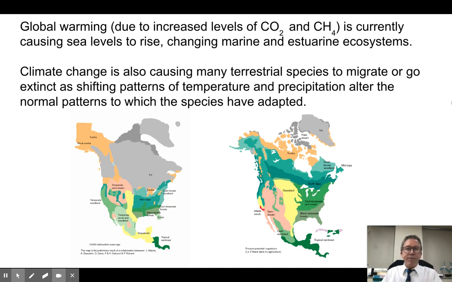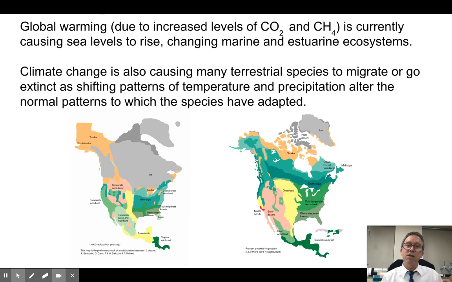Now, right now, there is a very significant rapid change in both CO2 and methane levels, CH4, in the atmosphere, and it is causing the global temperatures to rise very rapidly and causing these continental glaciers to melt very rapidly. And so we can expect to see some very significant changes, both in terms of shoreline, estuarine ecosystems, nearshore ecosystems, and terrestrial ecosystems.